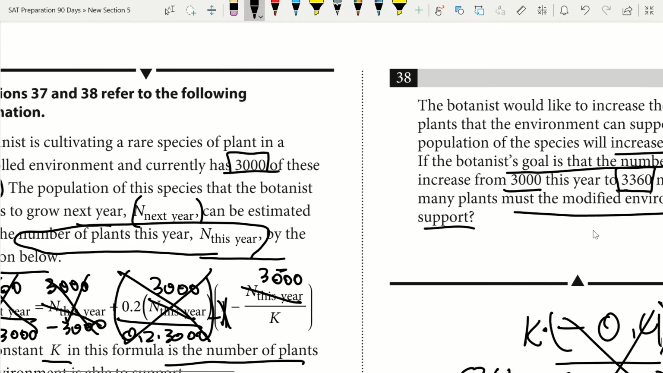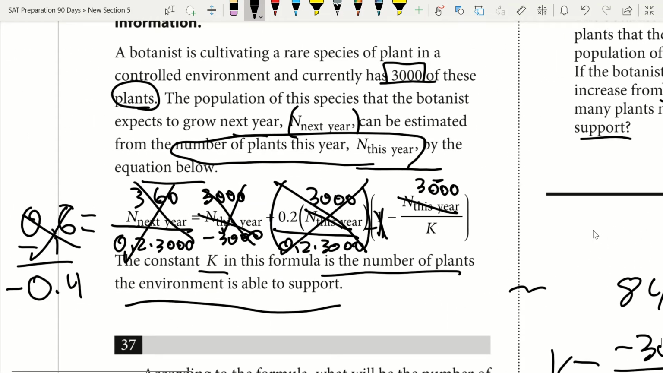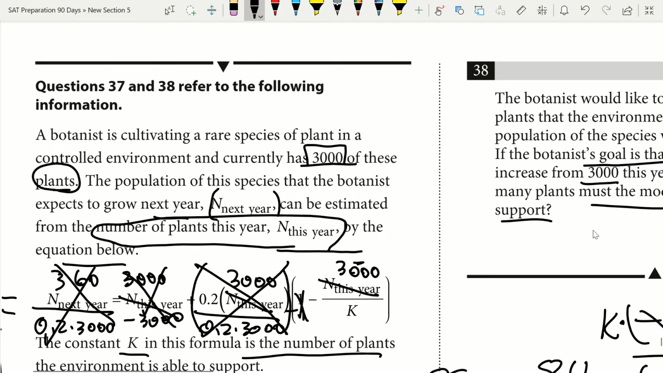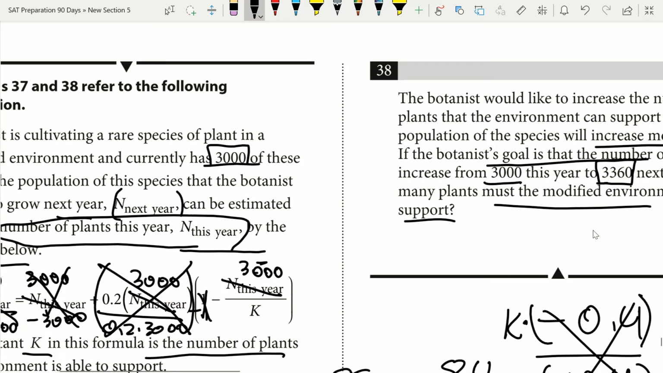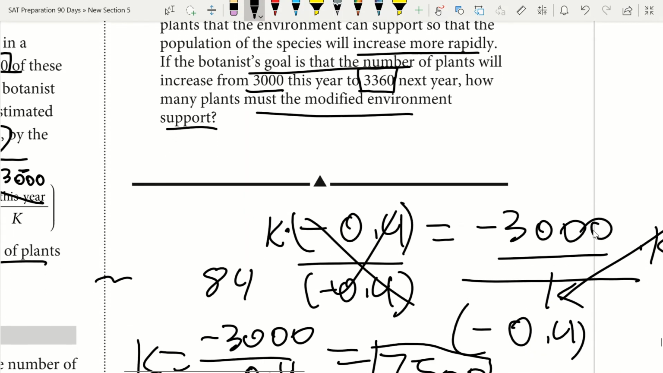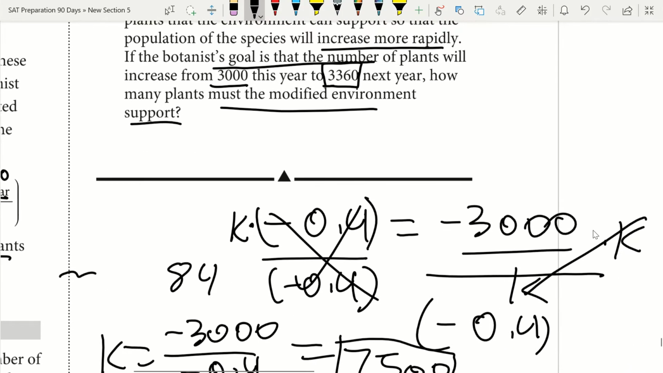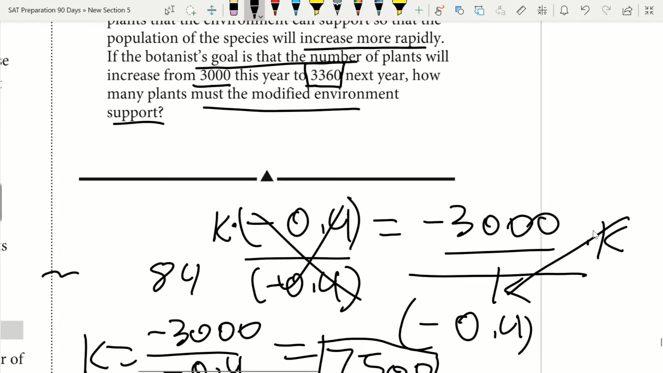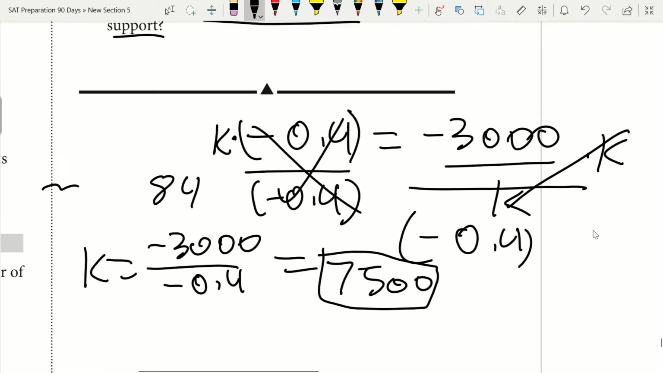We saw in 37 that we ended with 3,150 after our first year of growth, with K being 4,000. So if we want to end with 3,360, that K is going to have to be a lot larger number in order for us to increase more exponentially or more rapidly. So it would make sense that we have 7,500 for our answer for K.